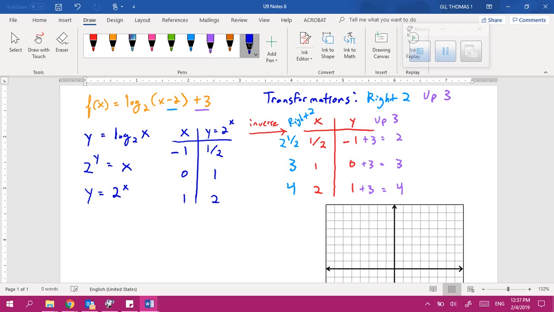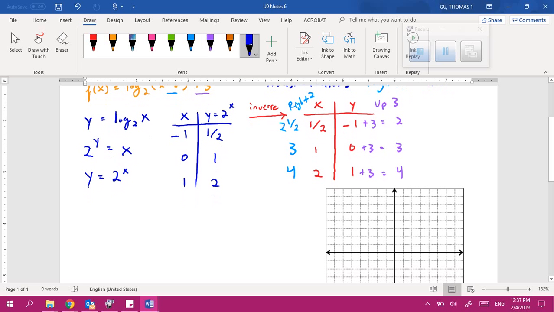And so we're going to graph this. We have 2.5, 2. That's over 2.5, so about here and up 2 right here. We got 3, 3, that's right here, and then 4, 4 right here.